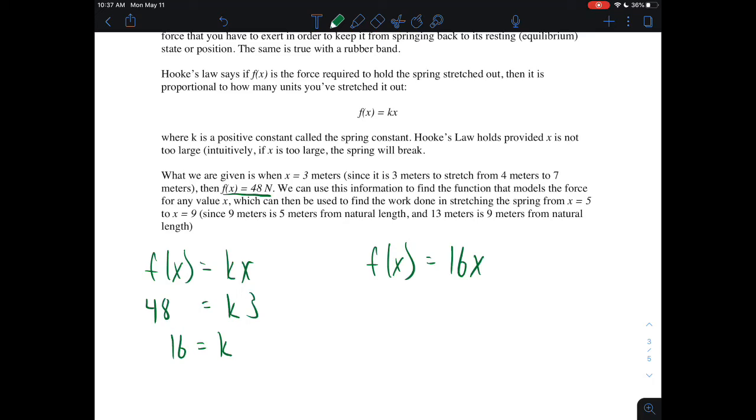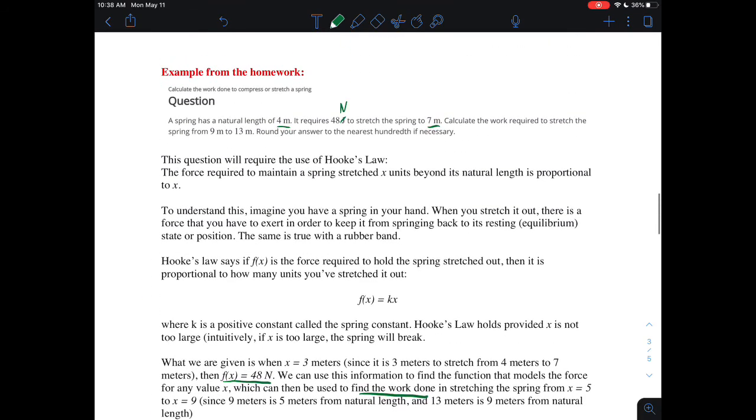So we can then use this to find the work done in stretching the spring from x equal 5 to x equal 9. Because again, if you want to stretch the spring from 9 meters to 13 meters, you have to think how this relates to its natural length of 4 meters long. So if it's 4 meters long, then it's another 5 meters to get to 9 meters. So you're going from x equal 5 to x equal 9, which is the longest length of 13 meters.